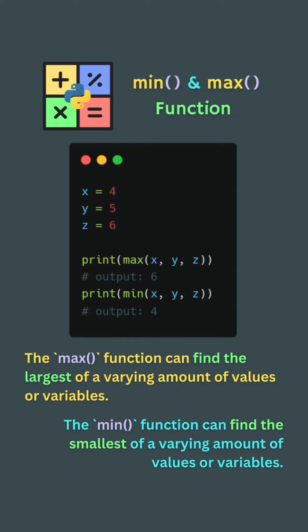Lastly, we have the max and min functions. The max function can find the largest of a varying amount of values or variables. Similarly, the min function can find the smallest of a varying amount of values or variables.